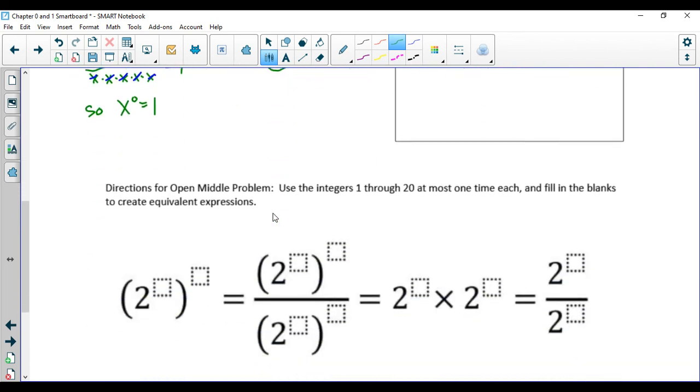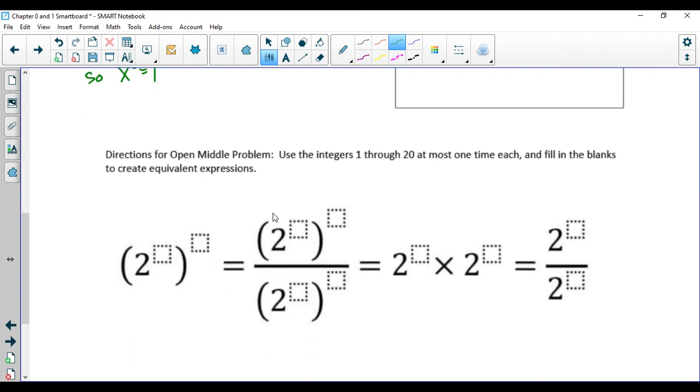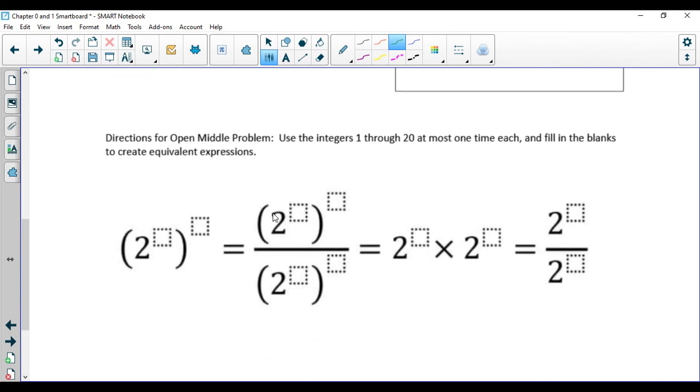So as you go here, try this open middle problem. It says use the integers 1 through 20 at most one time each to fill in the blank. So you're not going to use every number, but you're trying to make equivalent statements using numbers 1 through 20 in here. You want them all to be equal in the end. And again, use law of exponents to help you out, and there is more than one answer possible.